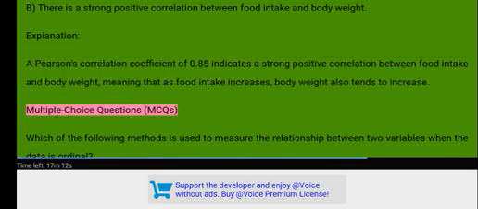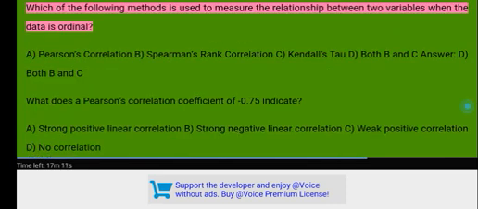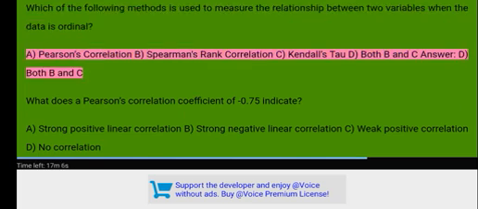Multiple choice questions, MCQs. Which of the following methods is used to measure the relationship between two variables when the data is ordinal? A. Pearson's correlation B. Spearman's rank correlation C. Kendall's tau D.